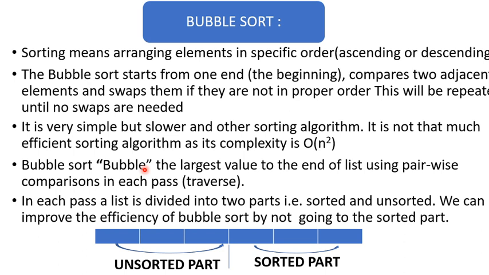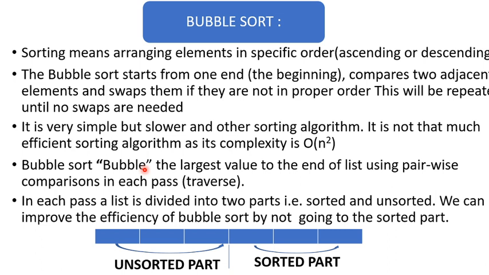Okay. Now, in bubble sort, after each and every pass, the largest value of the list will go to the end. In every pass, a list is divided into two parts. One is the sorted part, second is the unsorted part, and we will improve the efficiency of bubble sort by not going onto the sorted part.